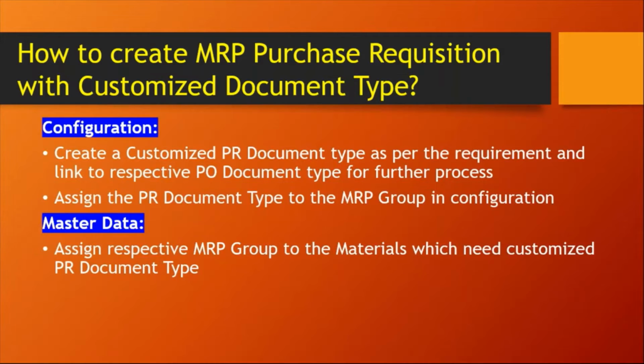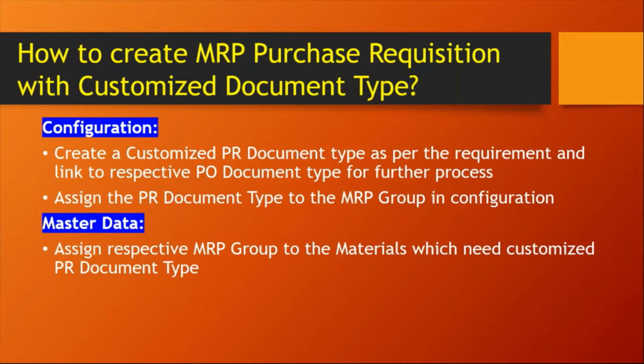Once we have finished that, we need to create the material, and you should ensure that in the MRP 1 view, you give the same MRP group. Otherwise you cannot achieve this. So the next is master data: assign the respective MRP group to the materials which need the customized PR document type. This is the master data and configuration.